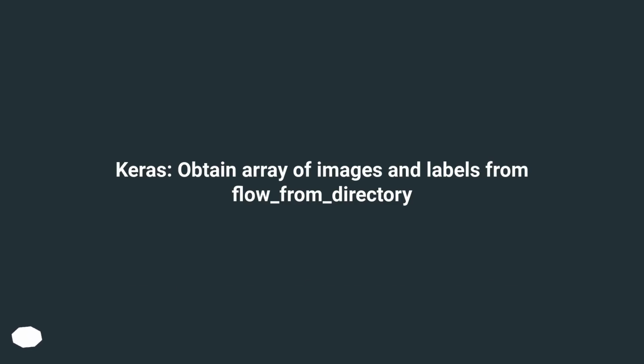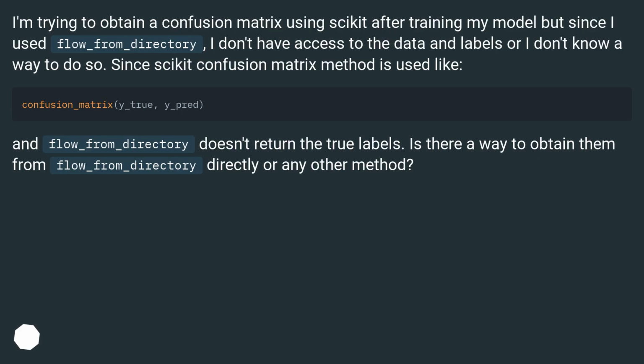Keras, obtain array of images and labels from flow_from_directory. I'm trying to obtain a confusion matrix using scikit after training my model, but since I used flow_from_directory, I don't have access to the data and labels, or I don't know a way to do so. Since scikit's confusion matrix method is used like this, and flow_from_directory doesn't return the true labels, is there a way to obtain them from flow_from_directory directly, or any other method?